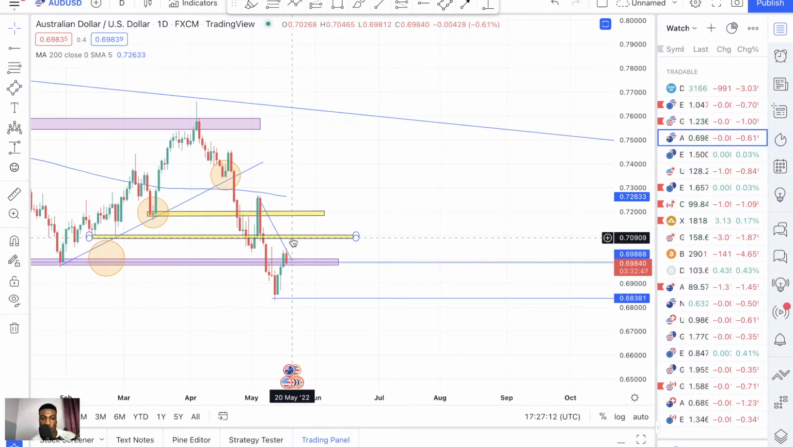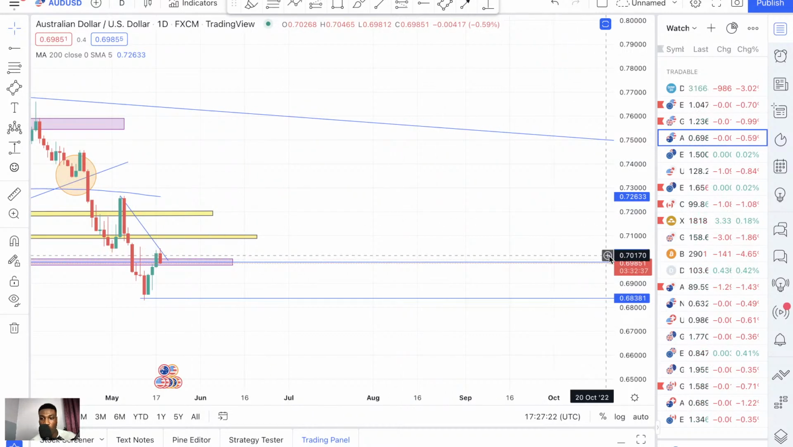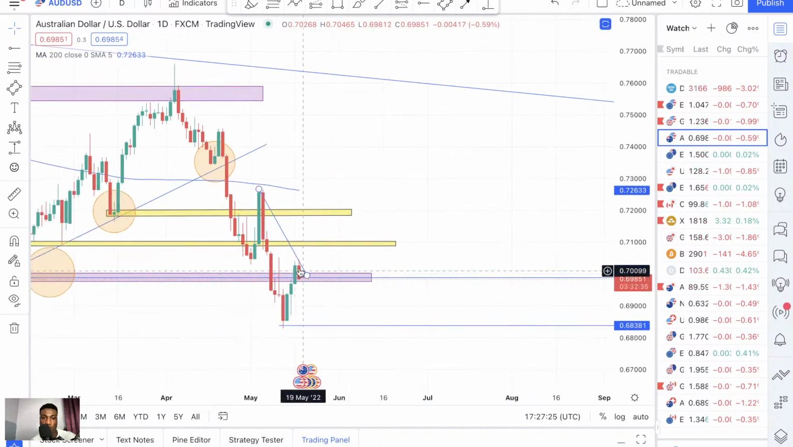0.709. If it breaks it, then price is coming back to 0.7185. But it's important to take note of this zone, because this could be a lower high for AUD USD, right? It's formed a lower low, a lower high, another lower low. This could serve as a lower high for AUD USD.